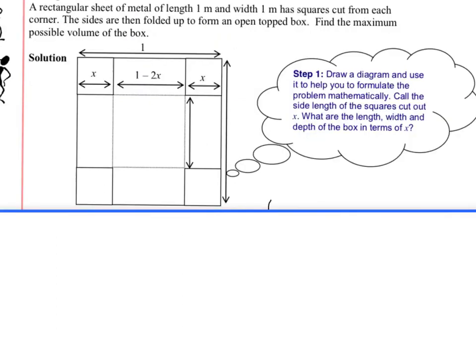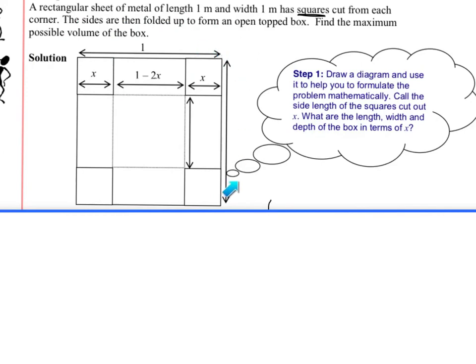Okay, so let's look at a practical example now of how this can be applied. This question tells us that there's a rectangular sheet of metal of length 1 and width 1, and squares are cut from each corner over here. Now this is an important word because it tells us it's actually a square. The sides are then folded up to form an open-topped box. Find the maximum possible volume of the box. Now it's probably good to just draw a diagram like we've got over here.